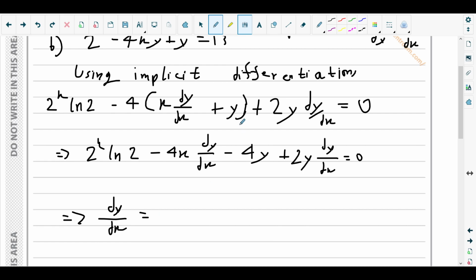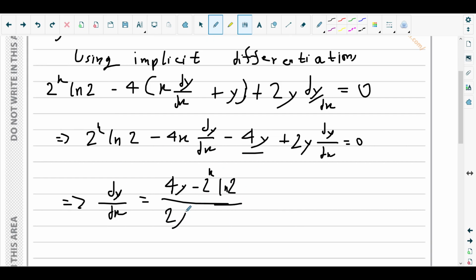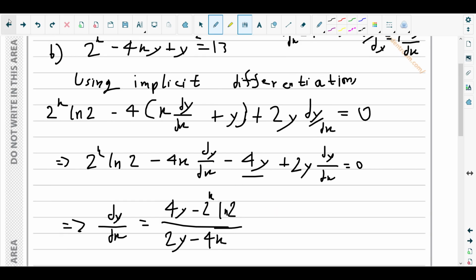So what will you get? Take the other terms to the right side: if negative 4y is taken to the right, you will get 4y, and 2 to the power x ln 2, if it is taken to the right, you will get negative 2 to the power x ln 2, over what, 2y minus 4x. That's it. We got the derivative of this curve in terms of both x and y. Okay. Next is part C.